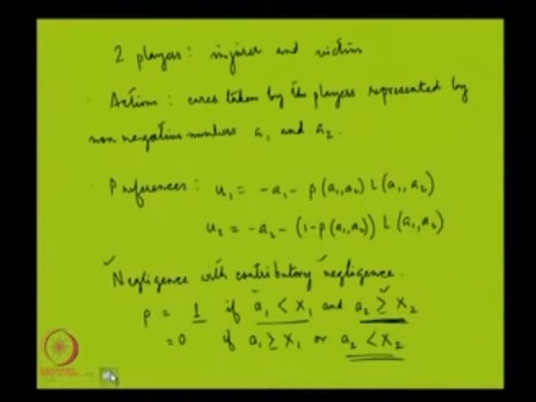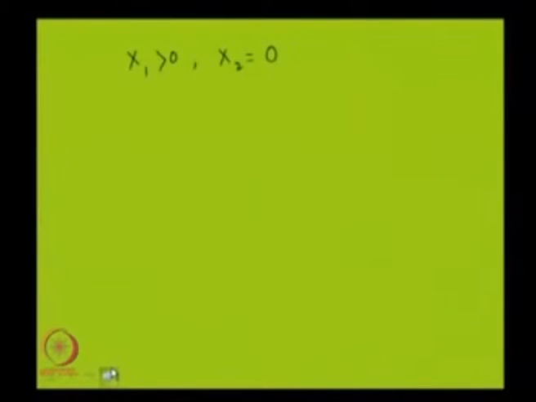So, this is the case where the entire onus is right now on the injurer, the amount of care that he takes. So, this is called pure negligence. So, we do not have negligence with contributory negligence, but pure negligence.